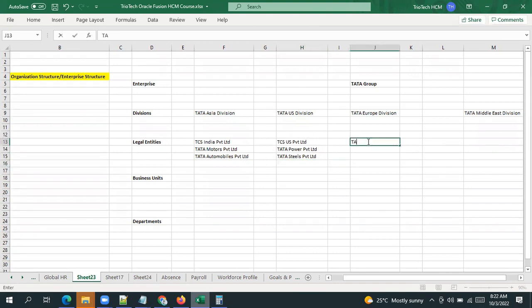And then in the Europe division, they have something like Tata Aviation Private Limited. Then they have something like Tata Textiles Private Limited. Let's say in Middle East countries, they have something like Tata Voltas Private Limited.